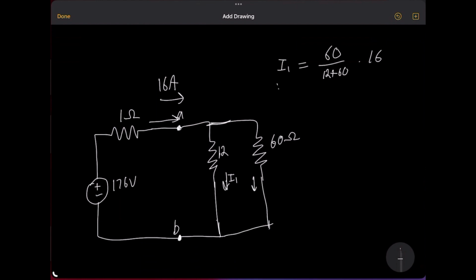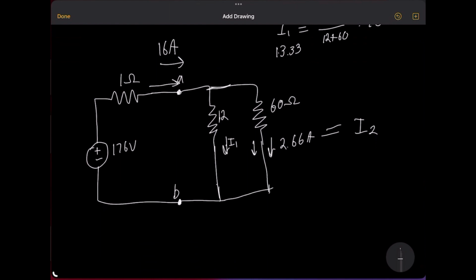We get 13.33. And we're going to do 12 over 72 times 16. And we get 2.66 amps here. Okay. 2.66 plus 13, yeah, that adds up. So we got 13.33. We're going to call this I2.